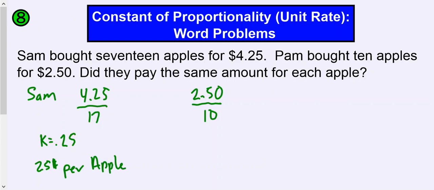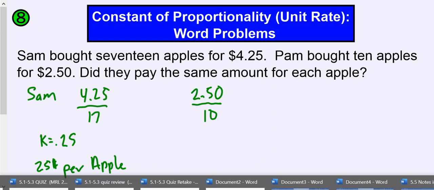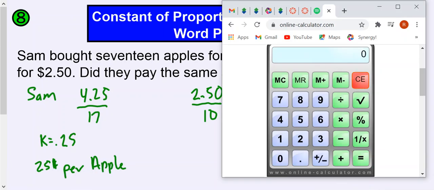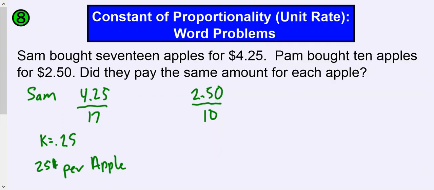Okay, and then if we look at Pam, she bought 10 apples for $2.50. So if we divide 2.50 by 10, we get 0.25. So k equals 0.25, so 25 cents per apple. So yes, they did pay the same amount for each apple.